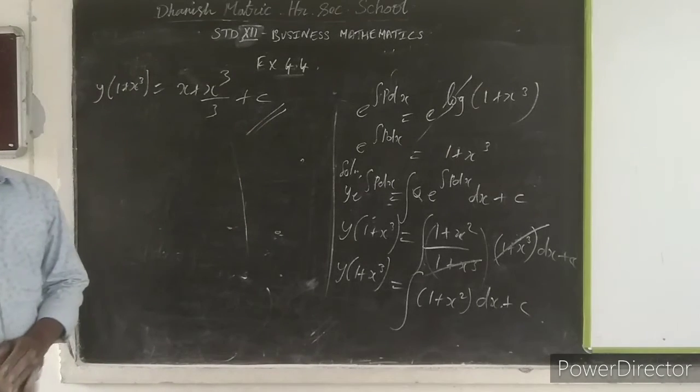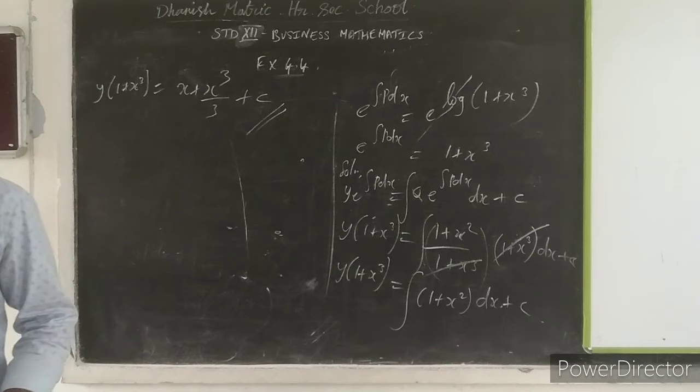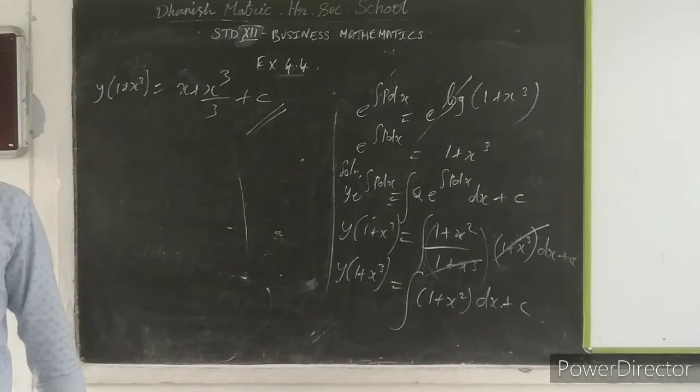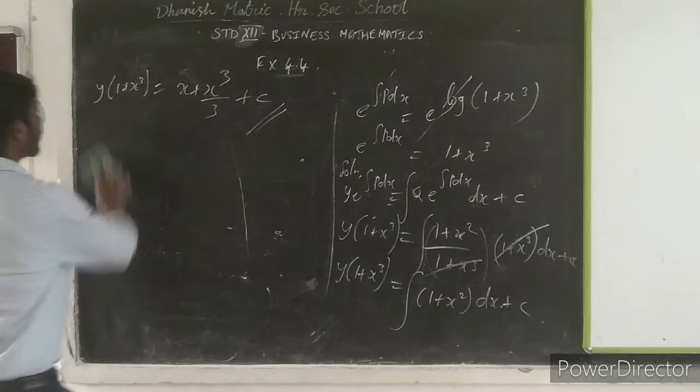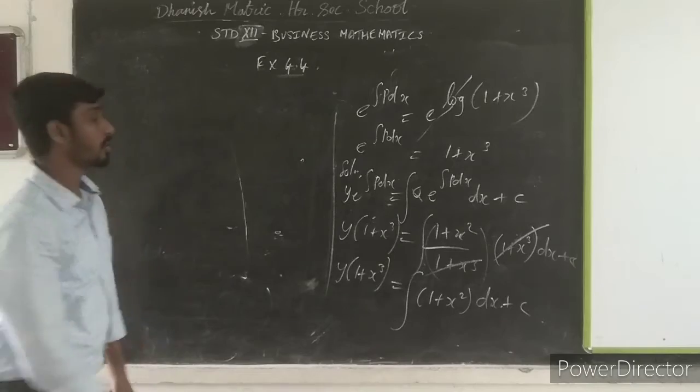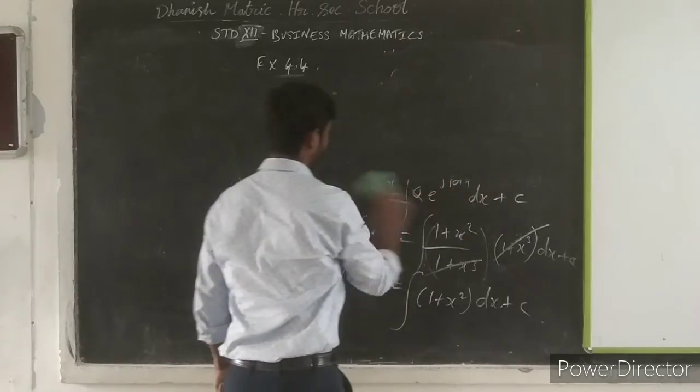Okay. So let me see the sixth question. The sixth question is homework for you. Let me see the seventh question. 5 and 6 will be homework for you. We see the seventh one.